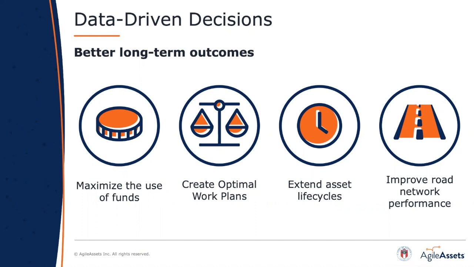At the City of Austin, we've worked hard to modernize our pavement management practices, including using advanced performance analysis. The success of our analytics depends on the quality of our data. The consistency and validity are essential. Through robust data analysis, the city and/or county agency can achieve better long-term outcomes. For example, you can maximize the use of your funds, create optimal work plans to apply the right treatments at the right time to get the most for your money, and you can extend the life cycles of your pavement assets and improve your entire road network performance.